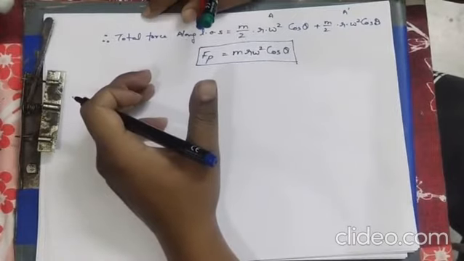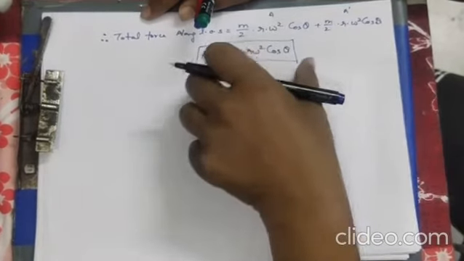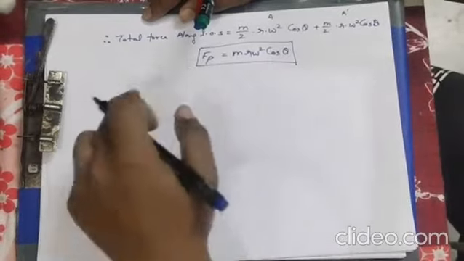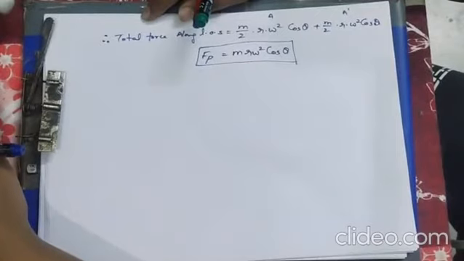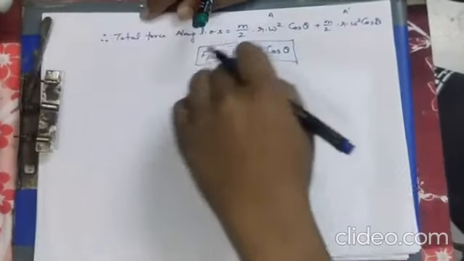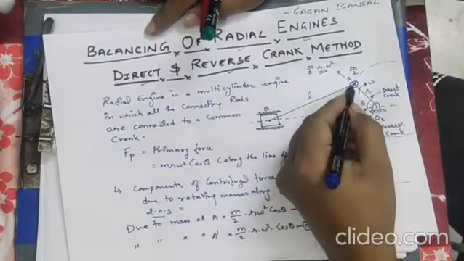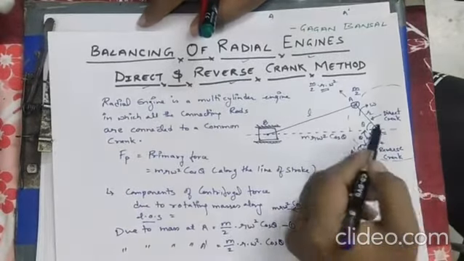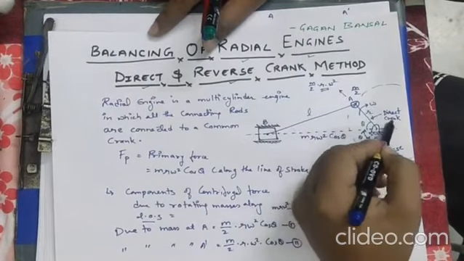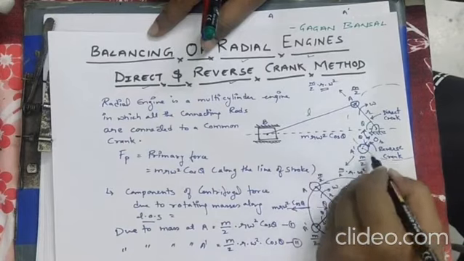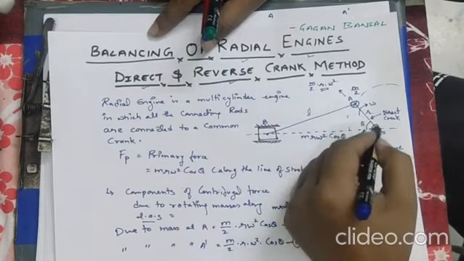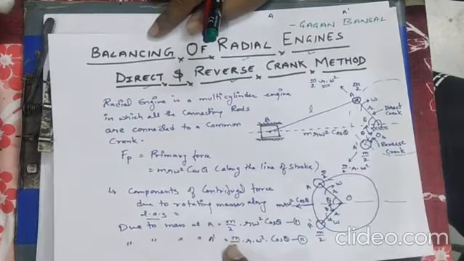the primary force. So at any instant the components of centrifugal force of these two masses normal to the line of stroke will be equal and opposite, very obvious. The crank rotating in the direction of engine rotation is known as the direct crank, and the imaginary crank rotating in the opposite direction is known as the reverse crank. That is, you can see in the figure, the crank rotating in the clockwise direction is the direct crank, and the imaginary crank rotating in the opposite direction is the reverse crank. So OA is the direct crank and OA dash is the reverse crank. Hope it is clear.